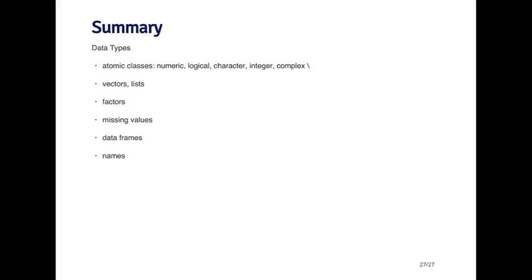So far we've talked about the atomic classes, so numeric, logical, character, integer, and complex vectors. We talked about how vectors can only have elements of the same class, and the main exception to that is lists, which can have elements of different classes.